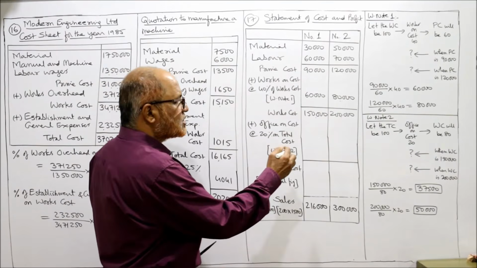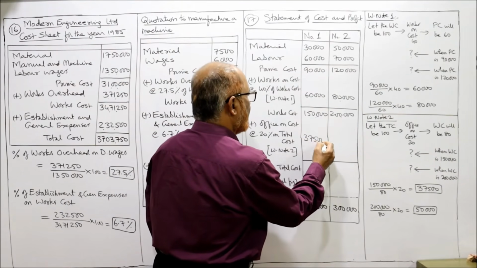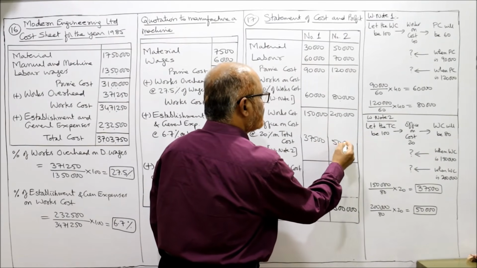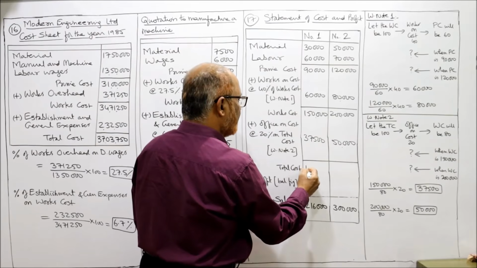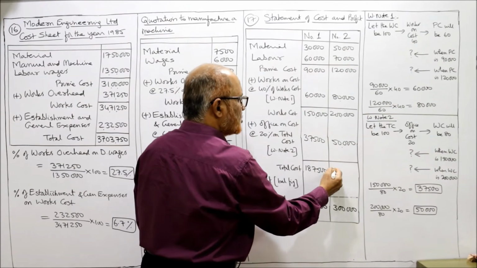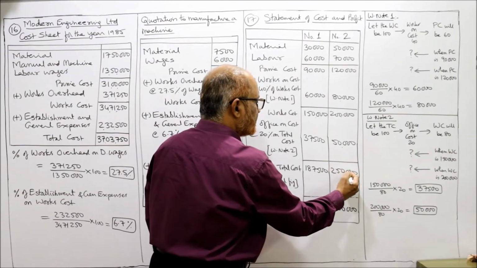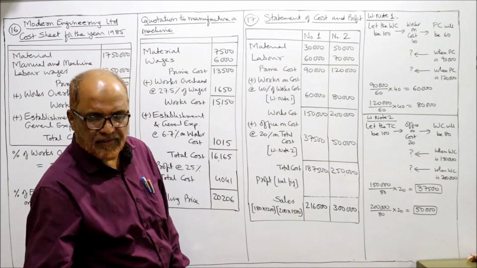कितना आ गया office on cost? 37,500. And here we got 50,000. Now you add up 150 plus 37, 1,87,500. Here 2 lakh plus 50,000, 2,50,000. That's all. Now you have to find out the profit, the balancing figure.